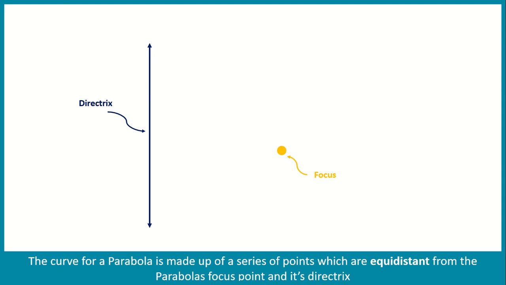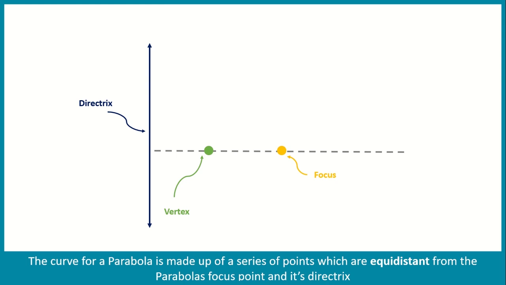The simplest point to find would be the midpoint between these two. In order to do this, we draw a perpendicular line from the directrix which passes through the parabola's focus. The halfway point between these would be equidistant. This point is known as the vertex of a parabola.